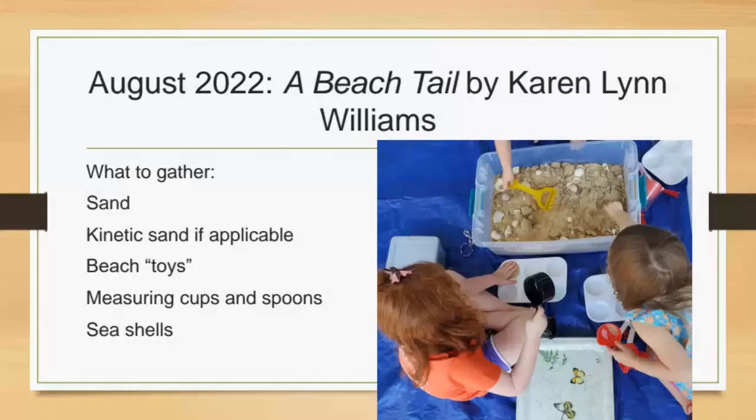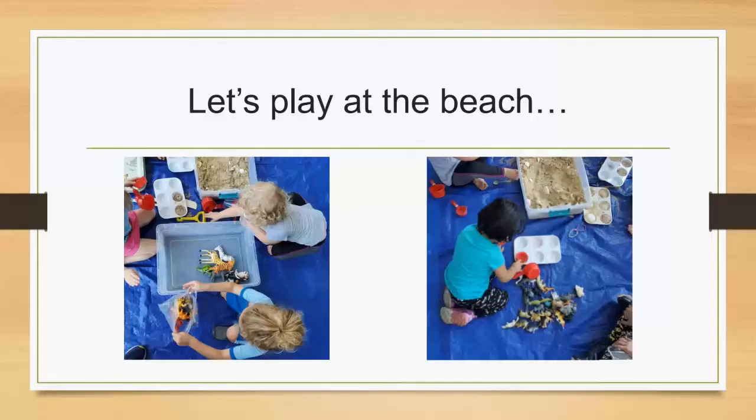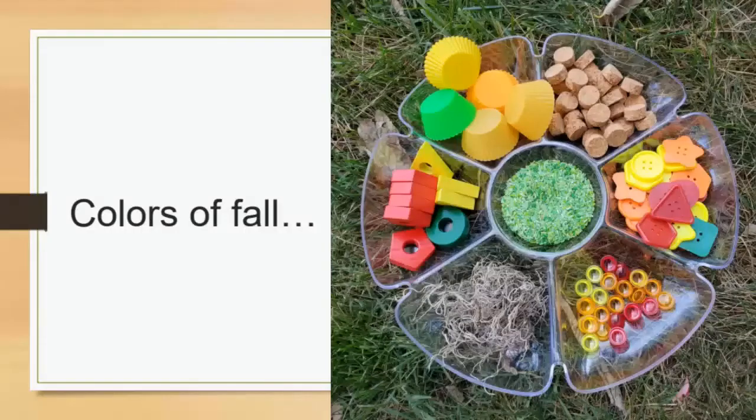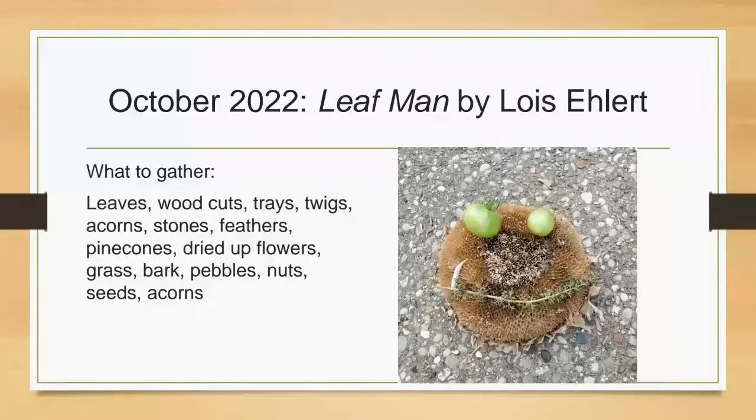Then in August, we did a beach tale. We did sand play, and we had seashells and some water play. Like I said, it's just play with it and put it back. In September, we did Amara's Farm. This was an idea I found where you could put out some things to create a tree, but we did colors of fall. I just put out different colors that relate to fall, the colors that you might see, and they created that way. I didn't have any photos from that day. Then in October, we did Leaf Man. We just put out leaf play materials.